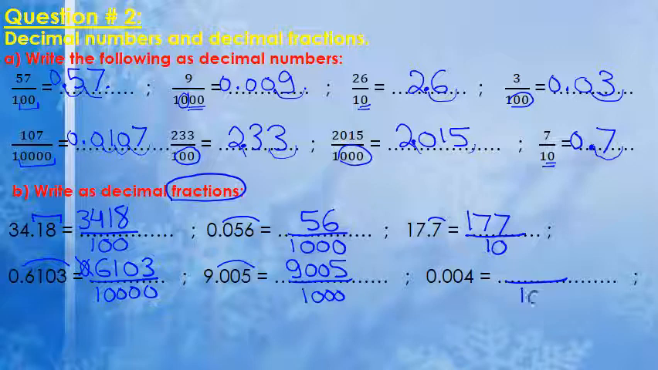Also, we write over 1000. Because we have 3 digits, we put 3 zeros in the denominator, we write 4 over 1000, the number as it is without the point.